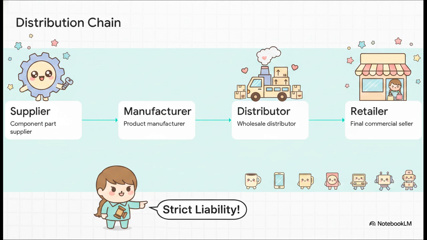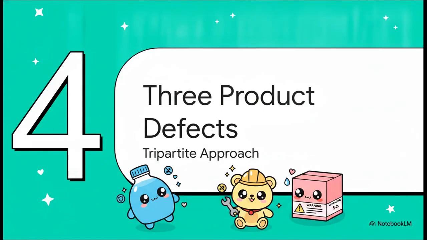Any commercial entity in this stream that passes along a defective product can be sued under strict liability. It's an incredibly powerful tool for the plaintiff. Section 4. The 3 product defects.